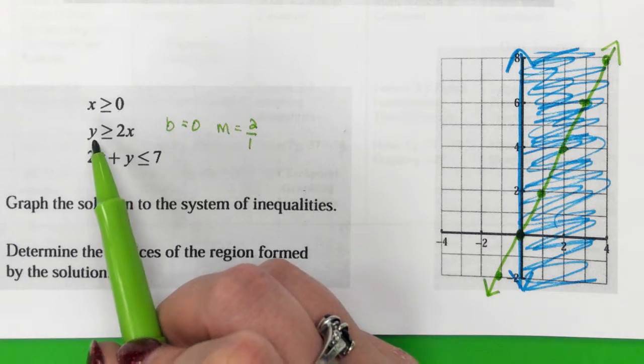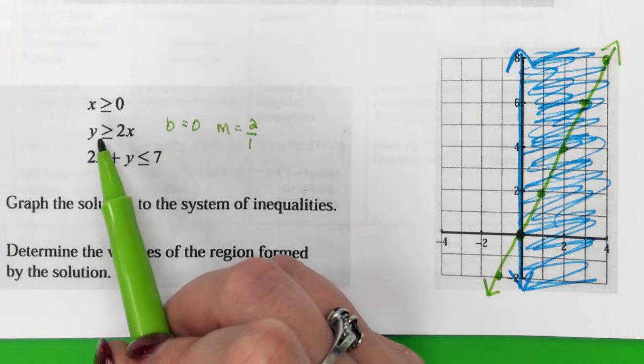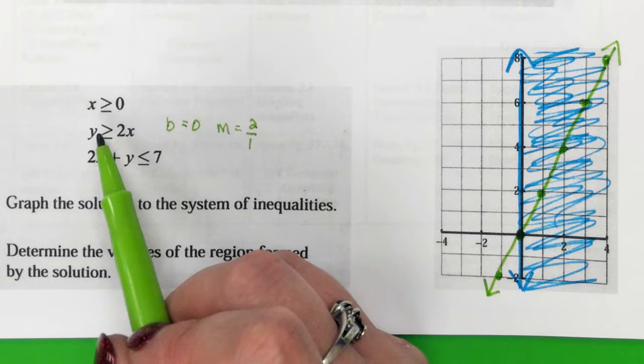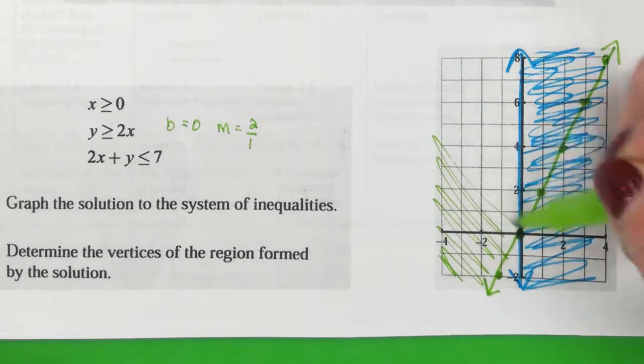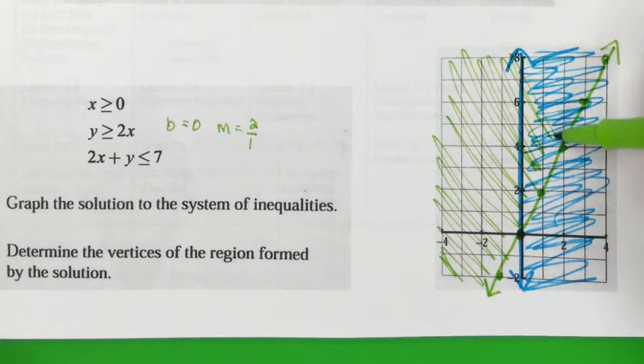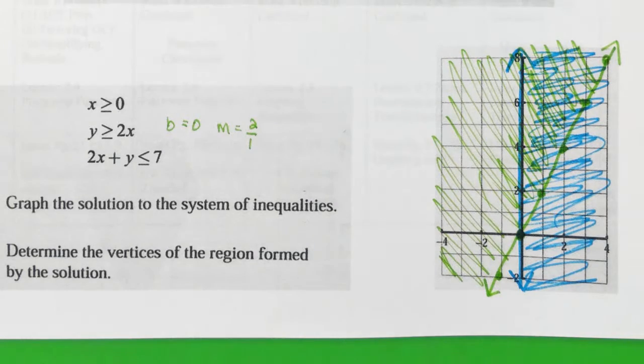Alright, now this one says y greater than. Your y's go up and down. So where are the y's going to get greater? To the top or to the bottom? To the top. Now don't shade too dark again because you still got one more you got to shade. But do you see where the shading is starting to overlap right there? Okay, because that's what we're going to be concerned with.